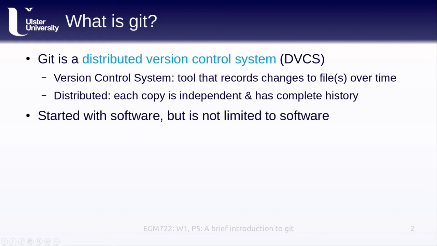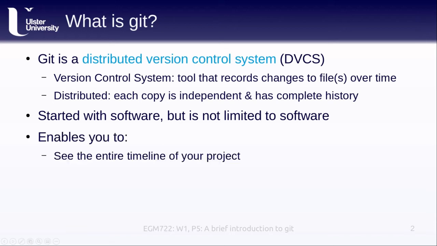So Git is software that started with keeping track of software projects, but it's not limited to programming or software applications. You can use Git to keep track of pretty much anything. It enables you to see the entire timeline of your project from the very beginning all the way up until now. You can also keep track of the changes that you have made along the way and also why you have made those changes.